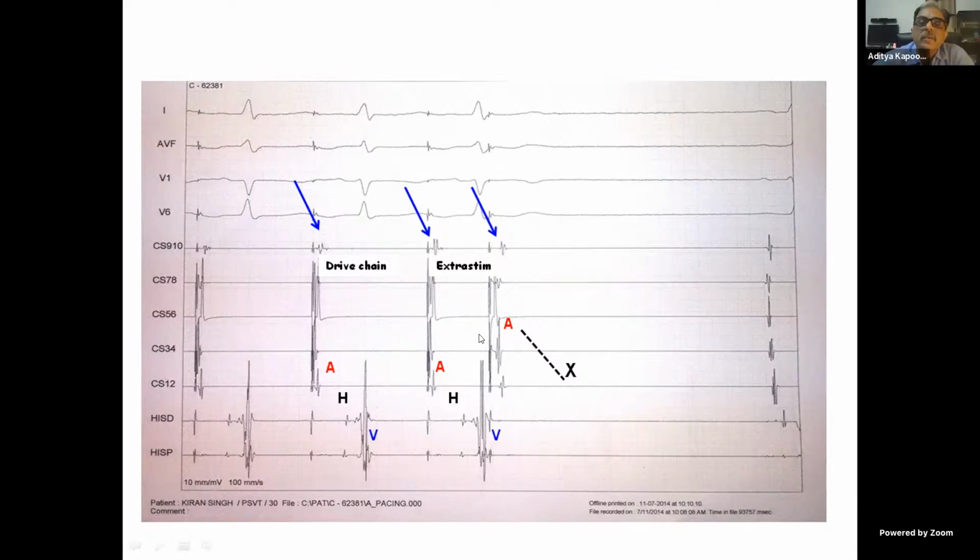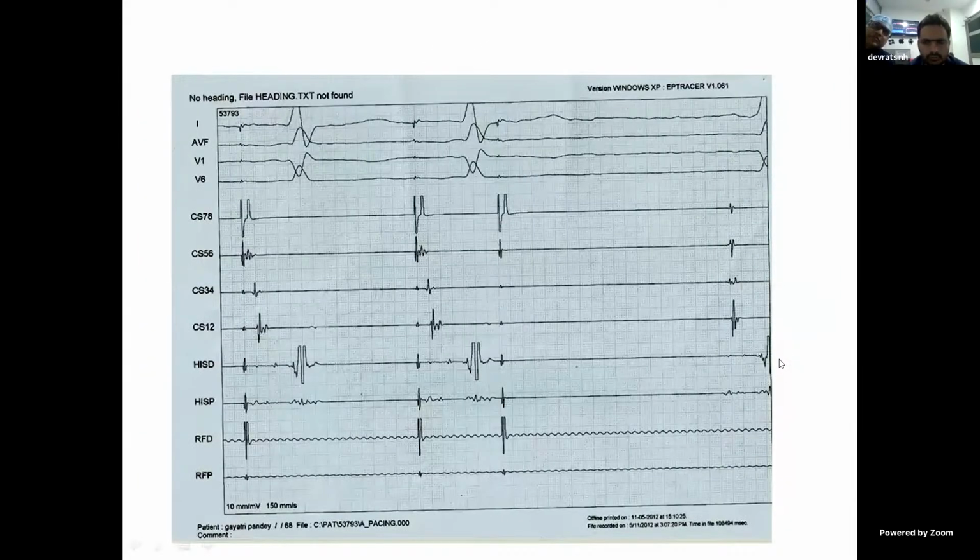No problem. Sandeepan, what will happen if I decrease this more? Sir, only pacing spike, no A, no V. Atrial capture failure, which we will call atrial ERP, okay? Atrial ERP. Easy to understand, right?